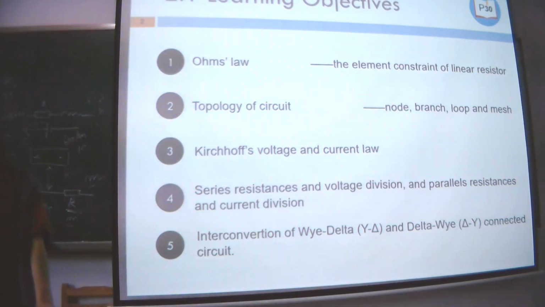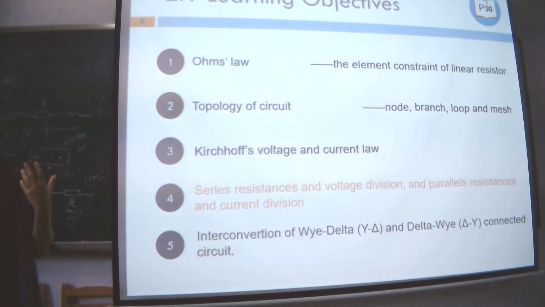Okay. Learning objectives. Objective 2: we learn Ohm's law, but we all learned Ohm's law in primary school, right? And the topology of circuits. This one should be the new thing, right? Yes. Topology: node, branch, loop. In this part, we will learn the definitions of node, branch, loop, and mesh. Based on this, we will learn Kirchhoff's laws: Kirchhoff's current law and voltage law, KCL and KVL.